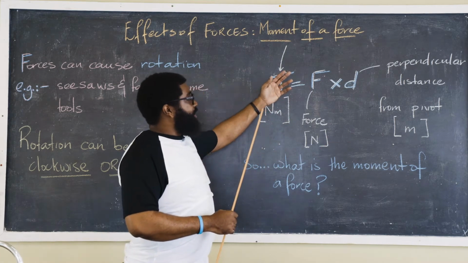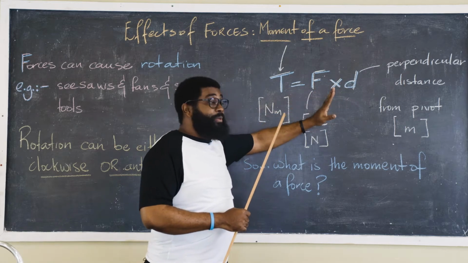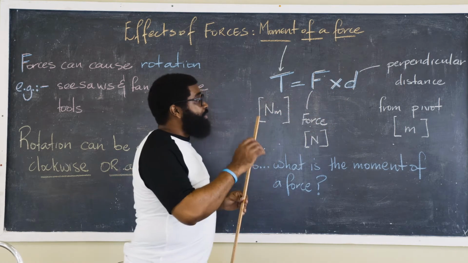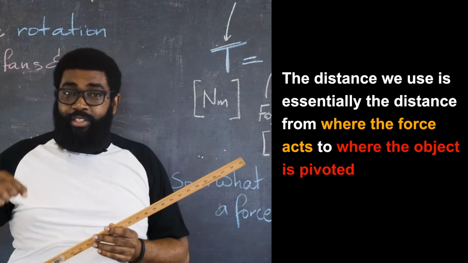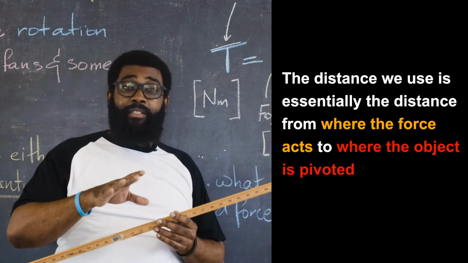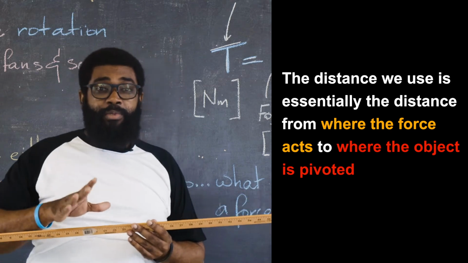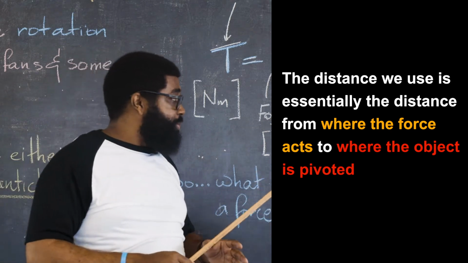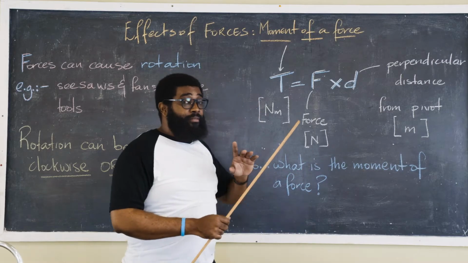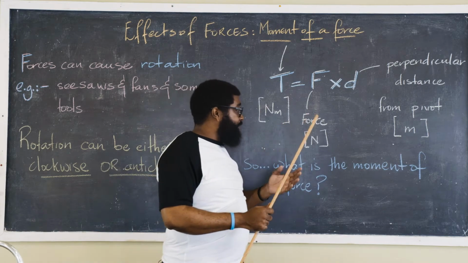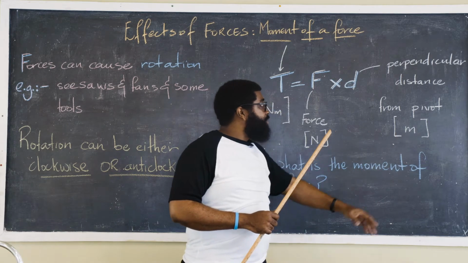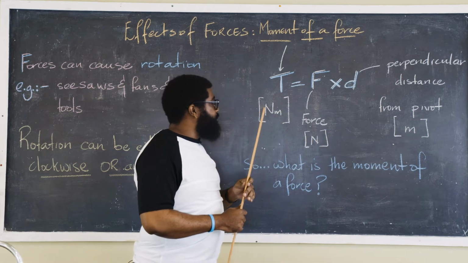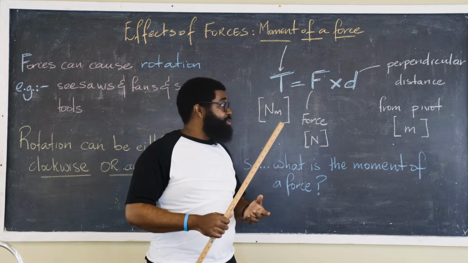So its turning effect again is equal to force by perpendicular distance from the pivot. Now the distance is essentially the distance between where the force acts to where the object is pivoted, and that is the distance we use. And again, please bear in mind, you have units to consider. Force is in newtons and distance is in meters. So the units for moment of force or turning effect would be newton meters.